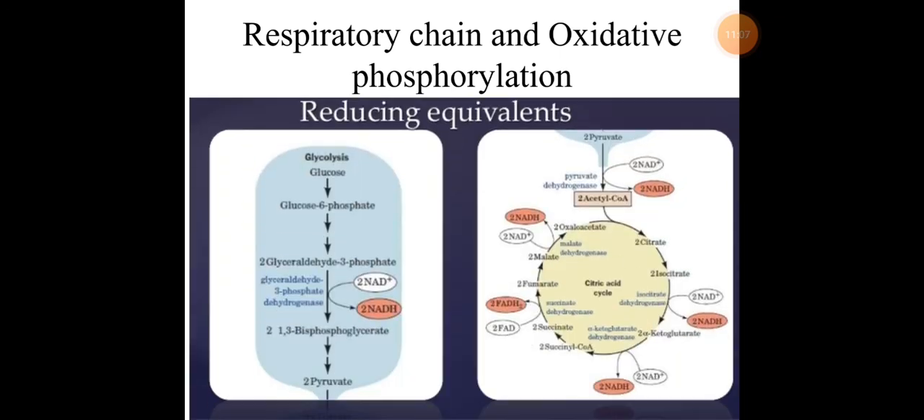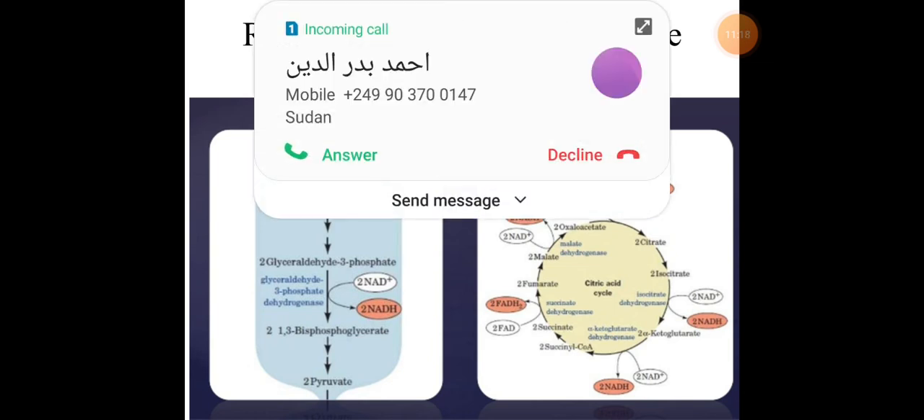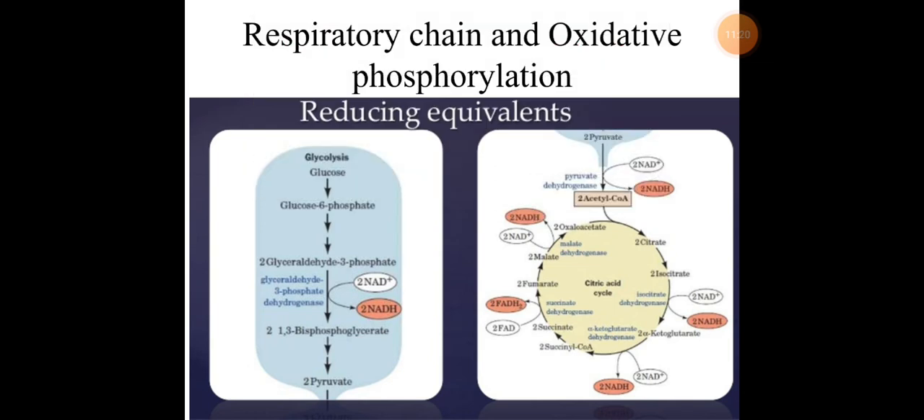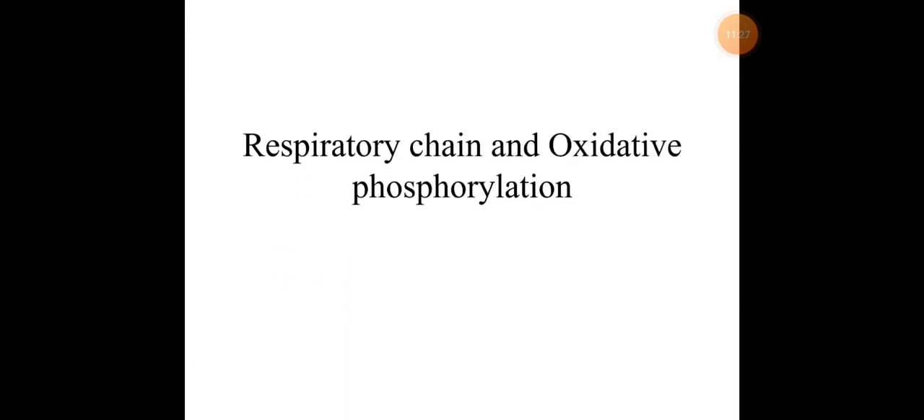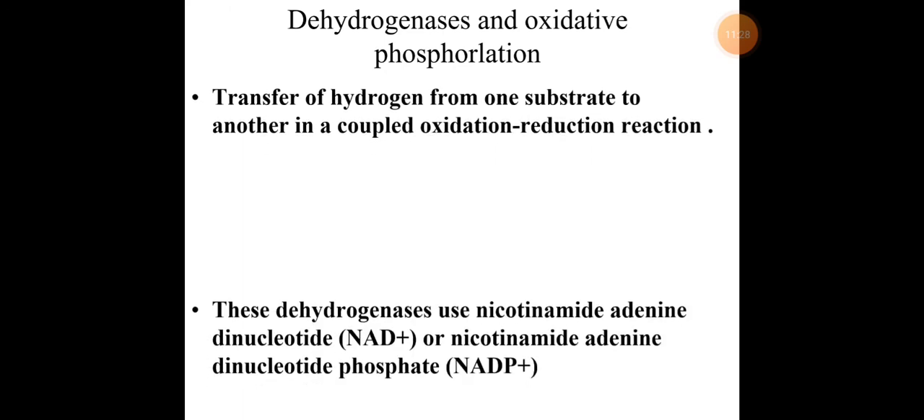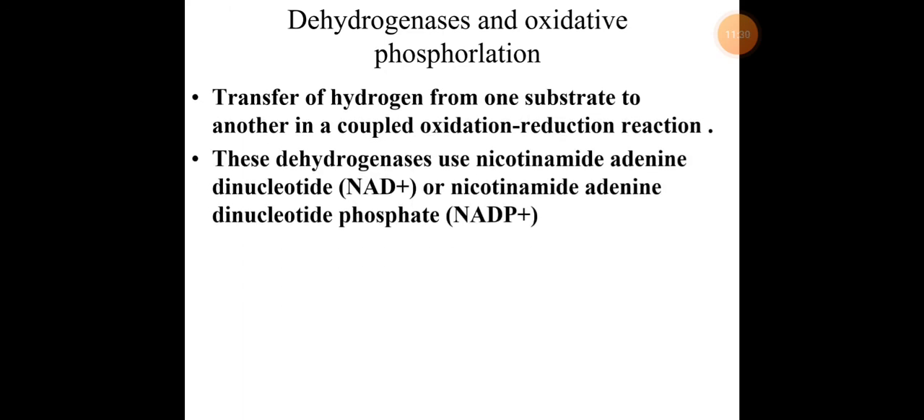So the respiratory chain and oxidative phosphorylation are coupled, both with reducing equivalents. You see, in glycolysis, pyruvate will go to the Krebs cycle. They will give energy. And this is dehydrogenation, oxidation phosphorylation: transfer of hydrogen from one substrate to another, a coupled oxidation-reduction reaction.